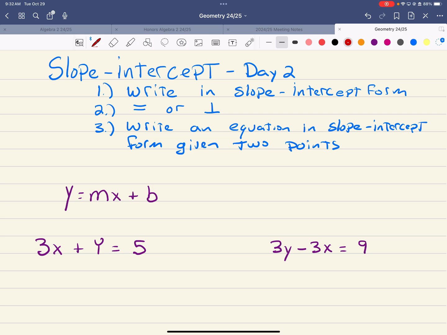And again, just a reminder, things we talked about yesterday. Remember that m is our slope, and this b is our y-intercept. And it's actually the point (0, b). And that's just from yesterday.